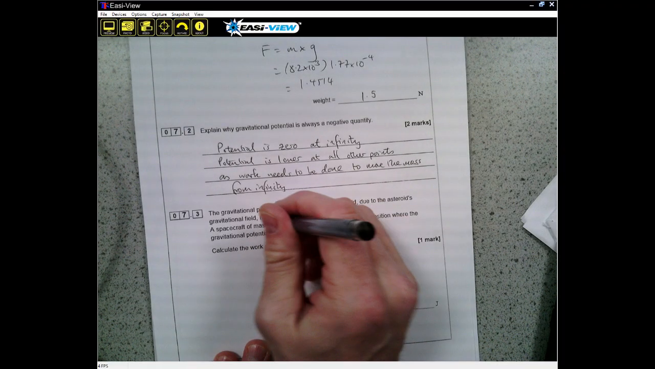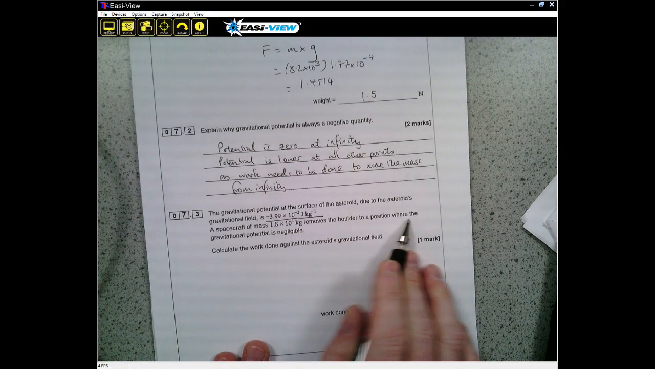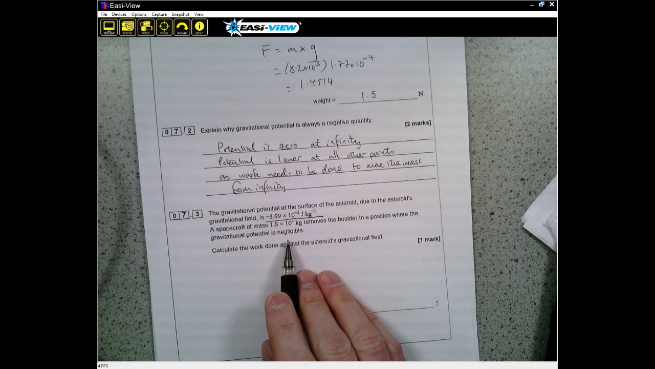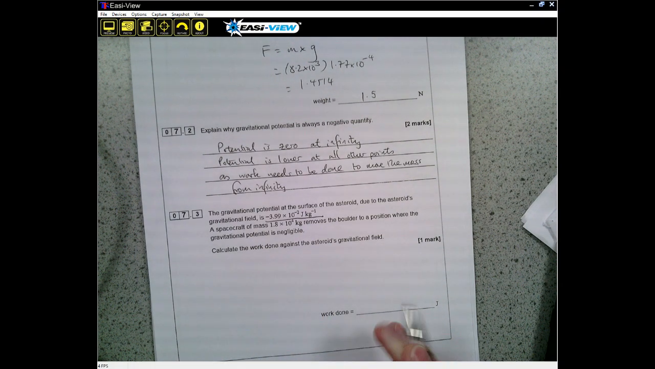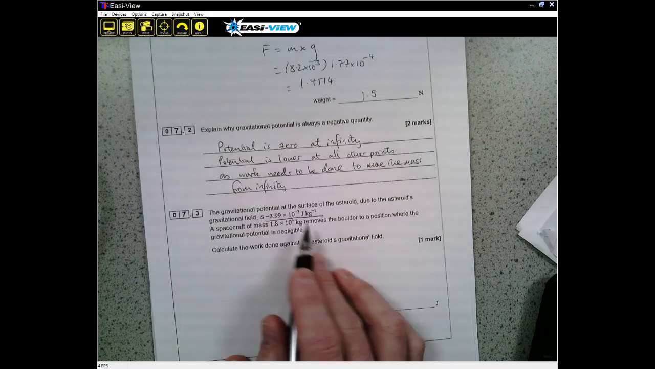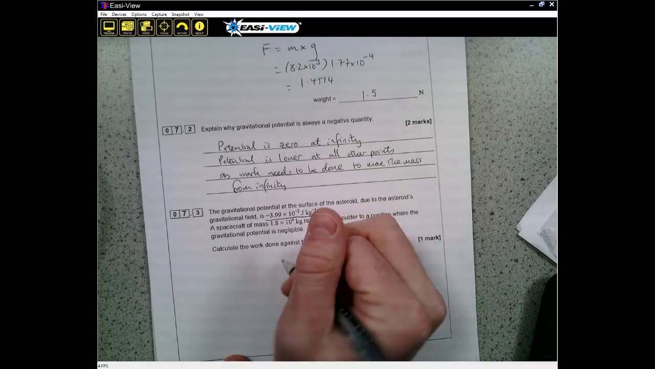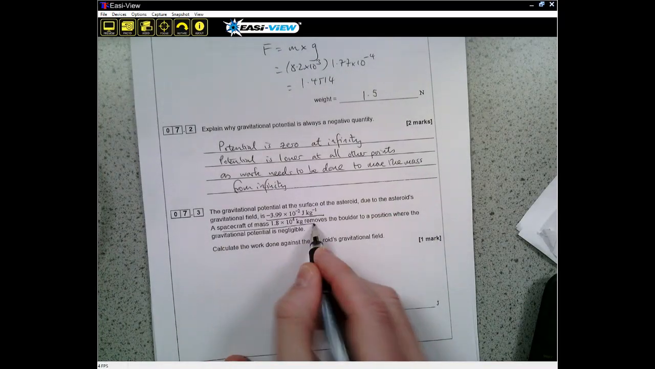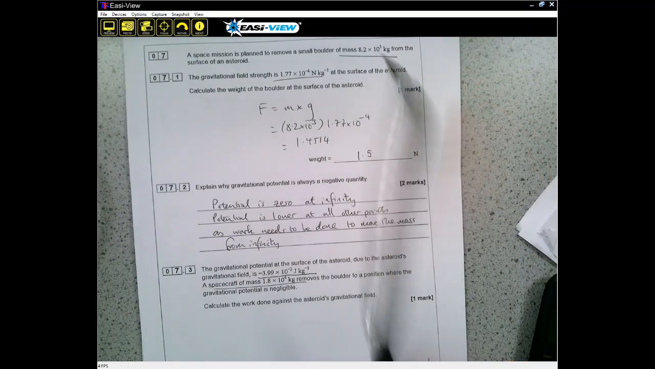Gravitational potential at the surface of the asteroid due to the asteroid's gravitational field. So this is a potential. The spacecraft has to move the boulder to where the field is negligible. Calculate the work done against the asteroid's gravitational field. Now, a number of you missed that it's the spacecraft and the boulder that are going to be moving. So spacecraft and the boulder.